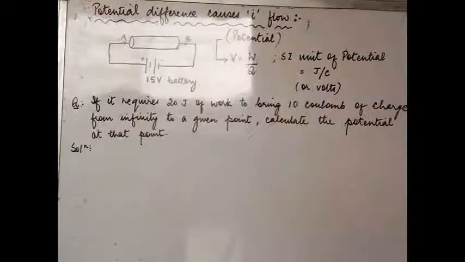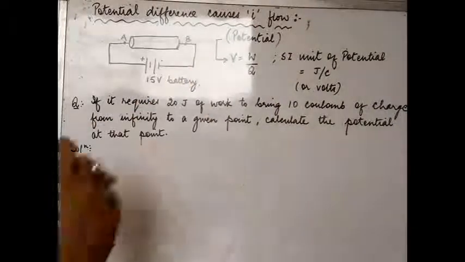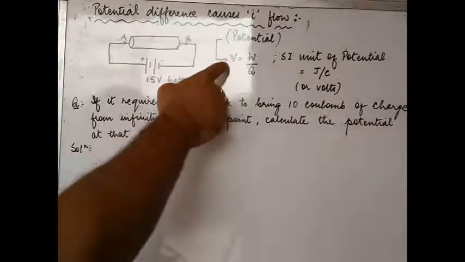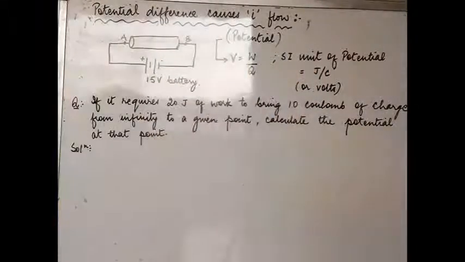Work has an SI unit of joules, and charge Q has the SI unit coulomb. Therefore the SI unit of potential will become joules per coulomb, which is also known as volts. So the SI unit of potential, or for that matter potential difference, is joules per coulomb, and this is also called volts. From now onwards, whenever we talk about potential or potential difference between any 2 given points, we will always use the unit volts.